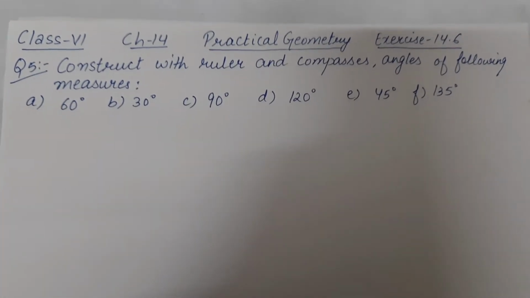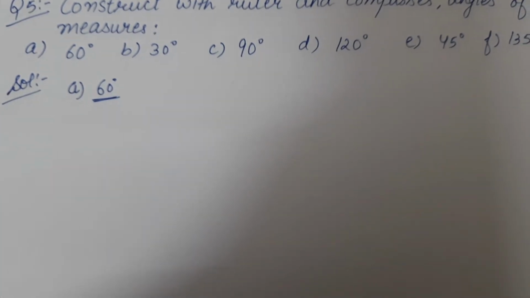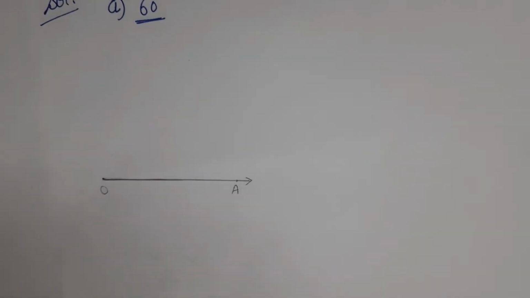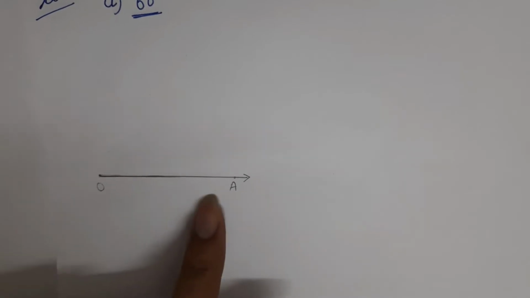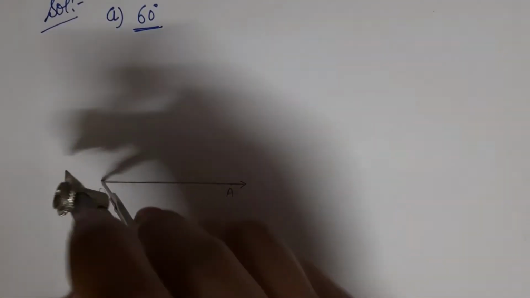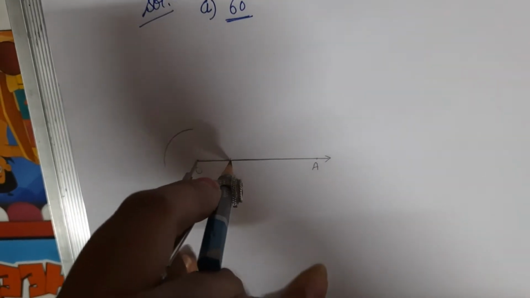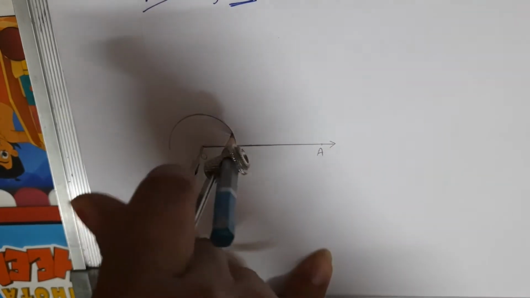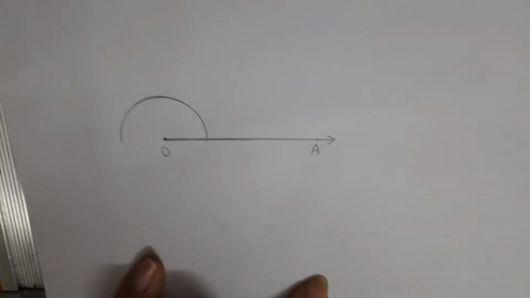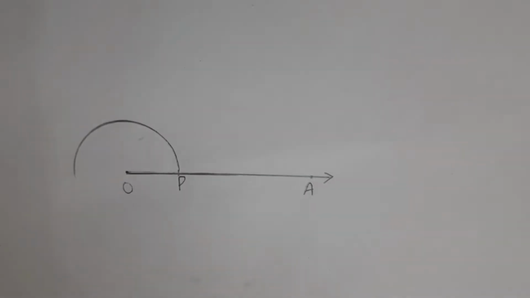A part is 60 degree. How we construct an angle of 60 degree with the help of ruler and compass? First of all, draw a ray OA. Fine. Now taking O as center and convenient radius, draw an arc which intersect the ray OA at point say P.